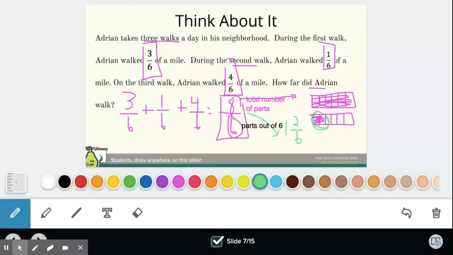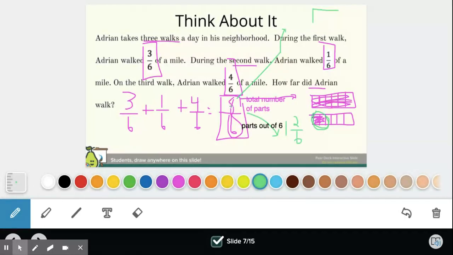When you're turning an improper fraction to a mixed number, we can see that another way that we could have done this is that 6 will go into 8 one time, and then we have 2 left over, and then the denominator stays the same. Okay, and let me go ahead and write that out.